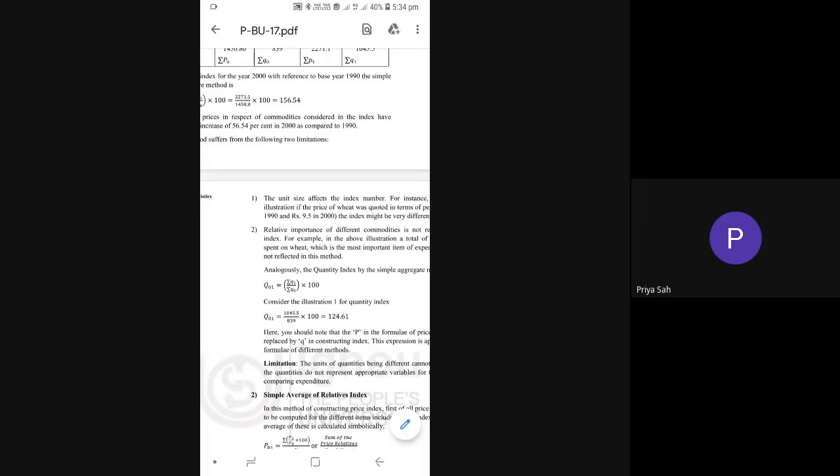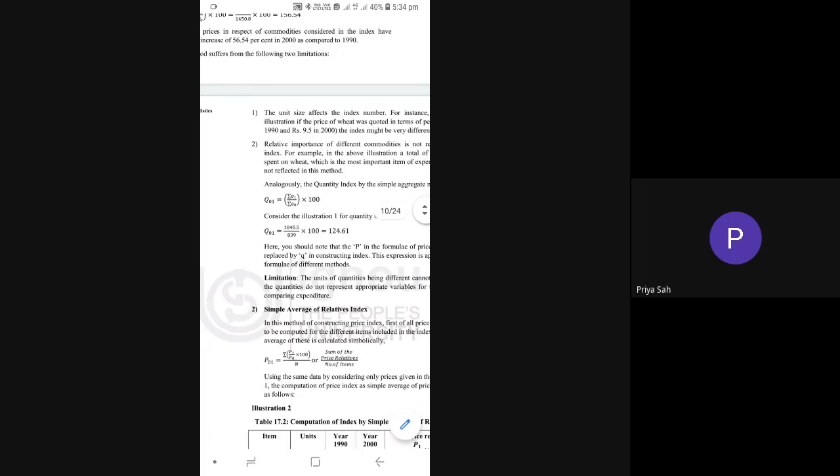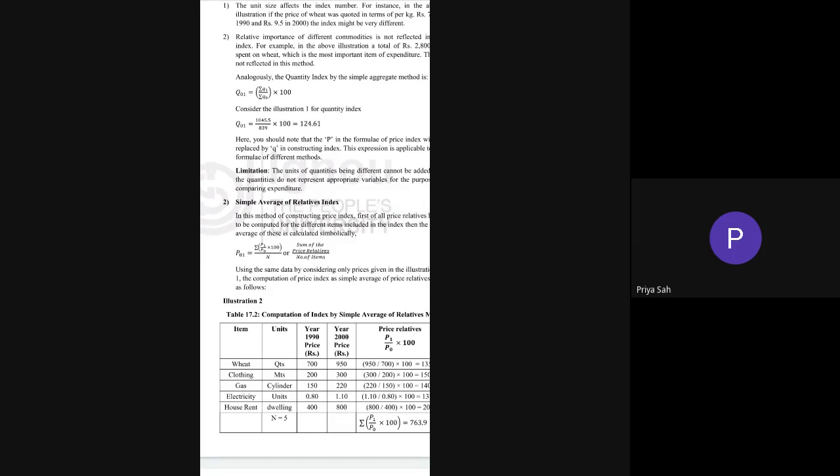Similarly, in the case of quantity, the same formula: total quantity of year 2000 divided by total quantity of year 1990, into 100. After putting in the values and getting the answer, it will be 124.61. That means again it has increased, by 24.61%. Quantity has also increased by 24.61%. Then according to the next formula, that is the simple average of relatives index, the formula is sum of the price relatives divided by number of items, or it can be given as sigma, price of a particular year divided by price of base year into 100.